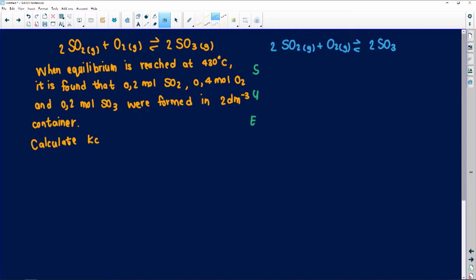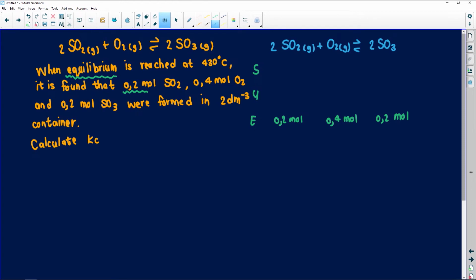But look at this question. It is found that 0.2 moles of SO2, 0.4 moles of O2, and 0.2 moles of SO3 were formed in the container, and this is when equilibrium was reached. So they're not even worried about what we initially put in or how much reacted. They're already telling us that when equilibrium was reached, this is what we had in the container. So it's actually very simple, Spamandla, but I can understand why you would feel so freaked out, because it's never really this easy.